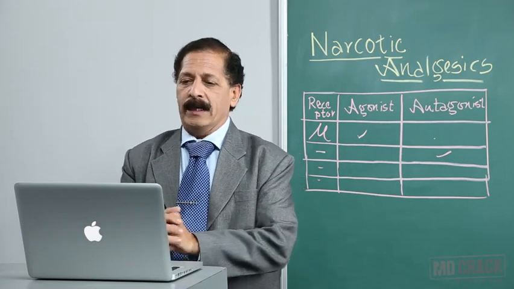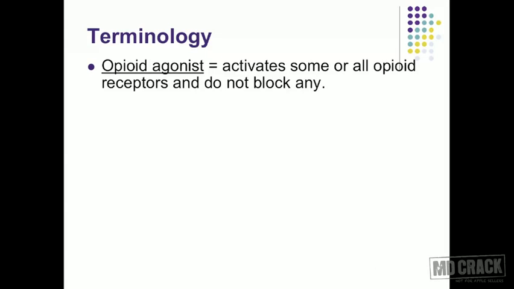Let's have a look at the slide. What other terminology we're going to use? The first word is opioid agonist. You know agonist is a stimulant. It's going to activate. So an opioid agonist will be a drug which activates some or all types of opioid receptors, and it's not going to block any receptor. So that's an opioid agonist.